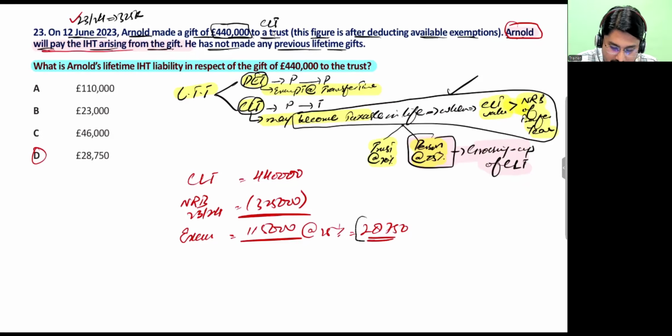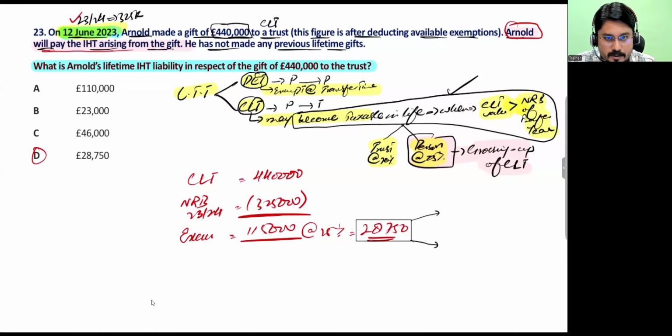If I ask you, when this asset on which this tax is calculated, can you please identify the date when this IHT is to be paid? That's the transfer date. I'm asking you to check when this tax is to be paid. You can open up your notes and check when this tax is paid in lifetime.